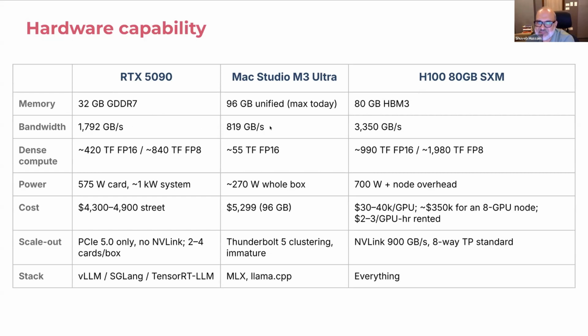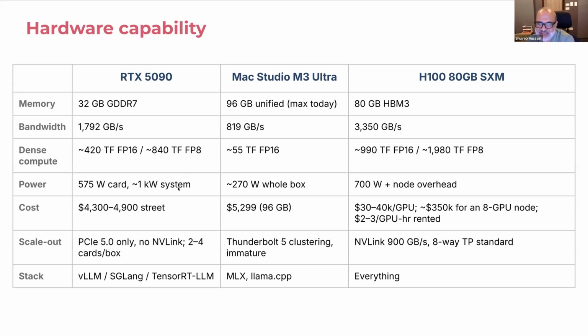Take a look at the memory bandwidth. There's no comparison. The H100 has double the bandwidth of the RTX 5090, and of course the Mac has relatively less. And then there are teraflops, trillions of operations per second, so you can take a look at the teraflops that this hardware can put out. And then of course there's power. The larger the module, the more the power.